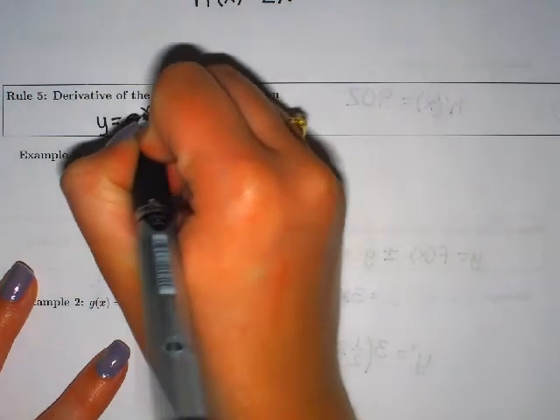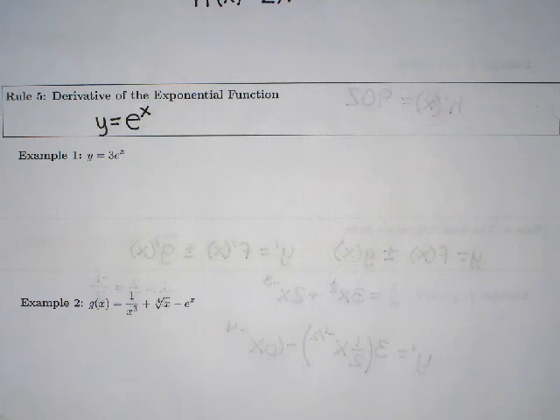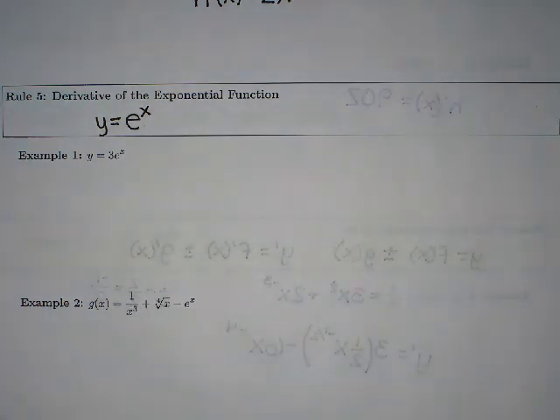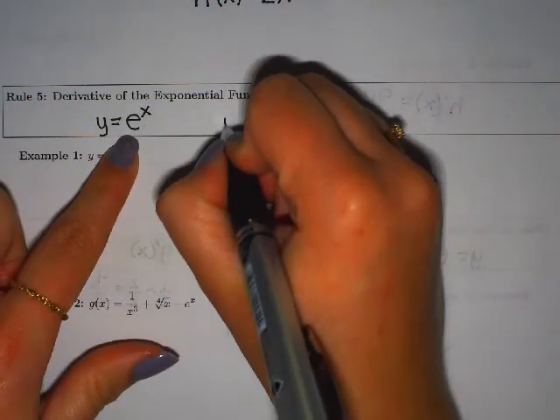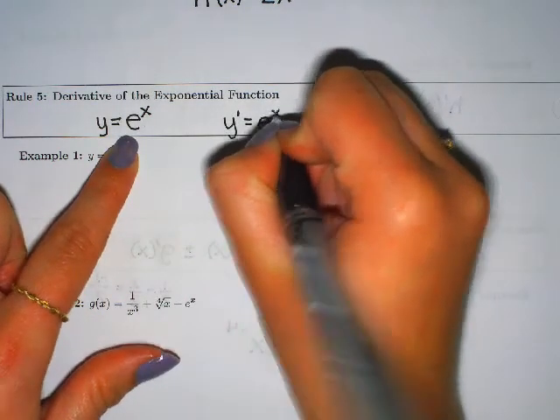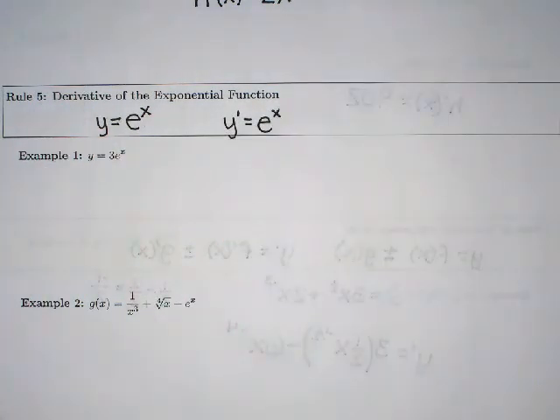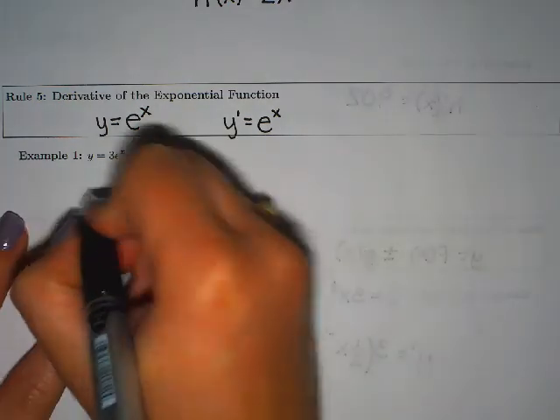It's when we have the function e to the x. Y equals e to the x. Some super smart mathematicians did this rule over and over again with the 4-step process, and they came out with the derivative of e to the x is e to the x. How nice is that? Don't even have to do a 4-step process.